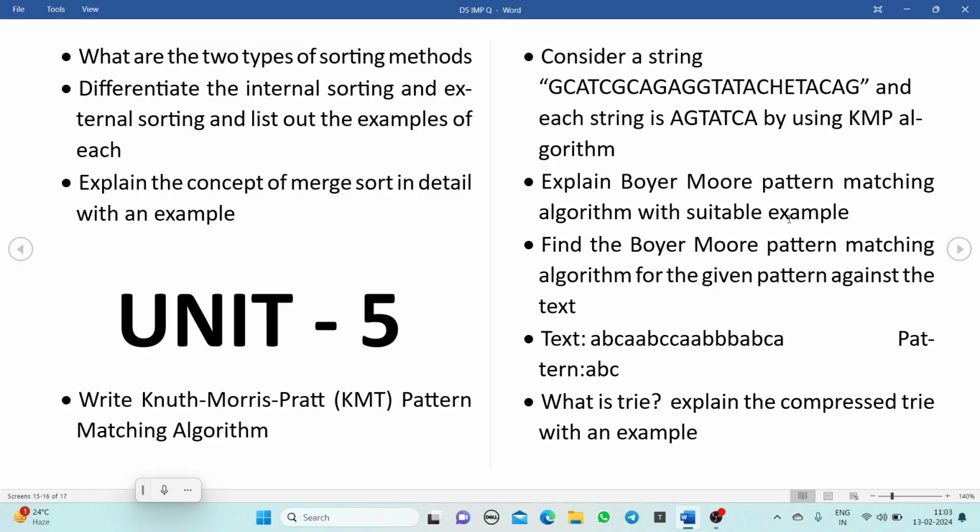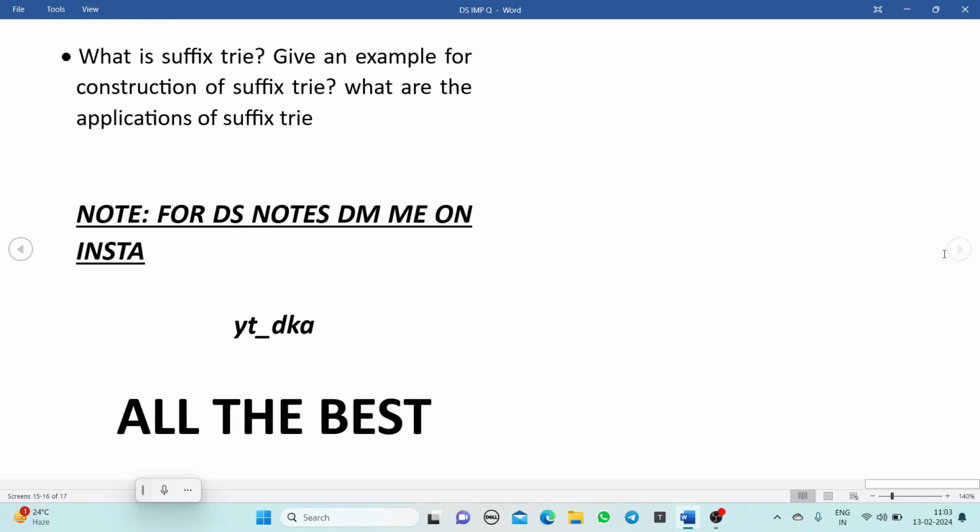And the next we are having, find the Boyer-Moore pattern matching for the given pattern against the text. So the text is given and the pattern is also given. Next, what is a trie? Explain the compressed trie with an example. So in tries we will have 3 types. So prepare all topics from this trie. And what is a suffix tree? Give an example for construction of a suffix tree. What are the applications of a suffix tree?